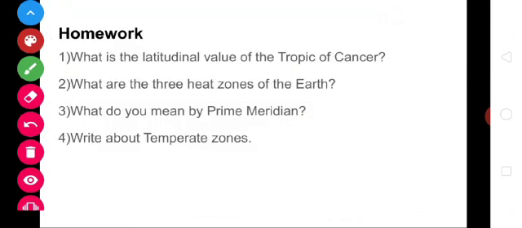See, note down your homework. What is the latitudinal value of the Tropic of Cancer? What are the 3 heat zones of the earth? What do you mean by prime meridian? Write about temperate zones. Read the lesson properly. Read the 2 pages properly and then write the answers for these questions.